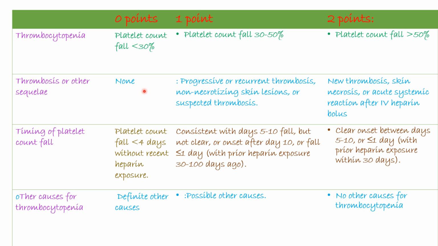Thrombosis or any other sequelae: when you have none, we give it 0 points. When you have progressive or recurrent thrombosis and non-necrotizing skin lesions or suspected thrombosis, we give it 1. When you have new thrombosis, skin necrosis, or acute systemic reaction after an IV heparin bolus, we give it 2.